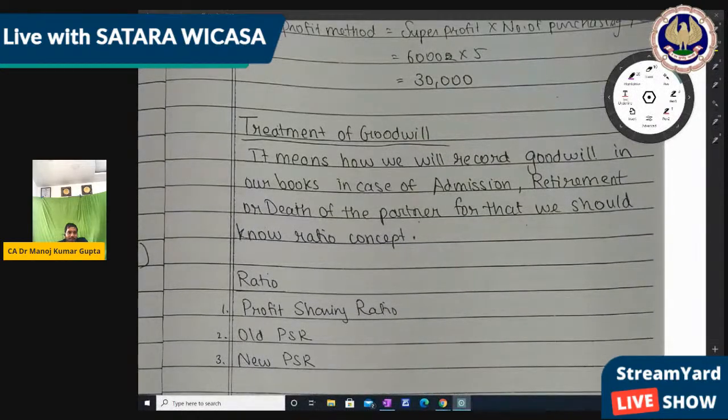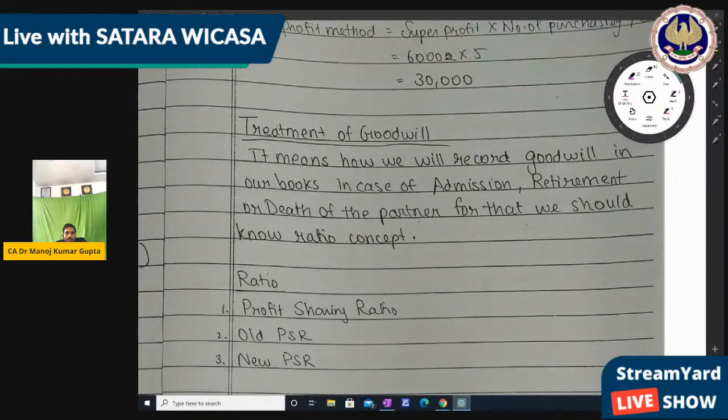Now, treatment of goodwill. We had also discussed this. Treatment of goodwill means how the goodwill will be distributed among partners, that is, how it will be recorded in our books in case of admission, retirement, and death of the partner. In all these cases the treatment of goodwill is mostly the same, but we will discuss a little bit when we discuss the next topic, the retirement of partner. Goodwill will be raised with the old partners, including the retiring partner, but written off with the balance partners, that is, excluding the retiring partner, right?